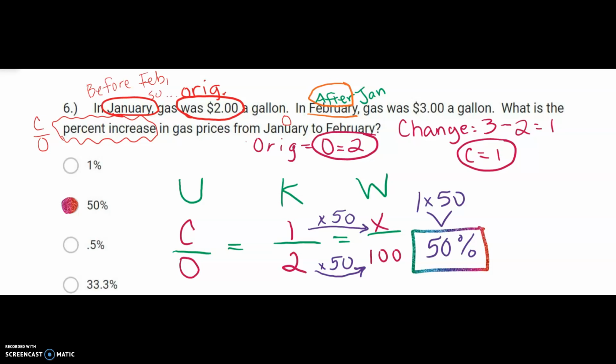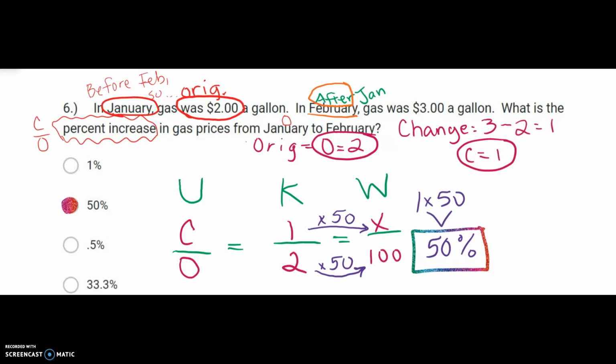So down below on our chart, we have change over original equals, well, we know that 1 was the change over 2, the original. And we're trying to find a percent, so it always goes over 100. So we have our unknown over 100. And now we follow our pattern. So let me think. You have to think, how many 2's goes into 100? Well, 2 times 50 would give you 100. So on the denominators, you see the 2 times 50 equals 100.